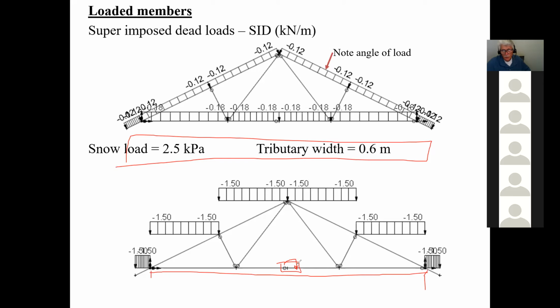You understand? So it's going to be a pin connection. It's going to allow rotation, but it's not going to transfer moment. It's like having a smooth pin here. You understand what I mean?